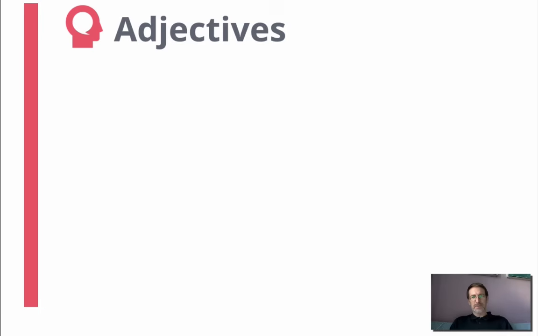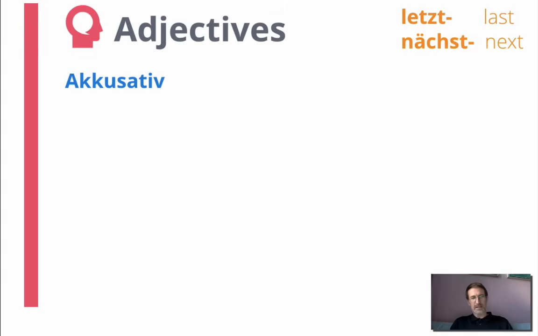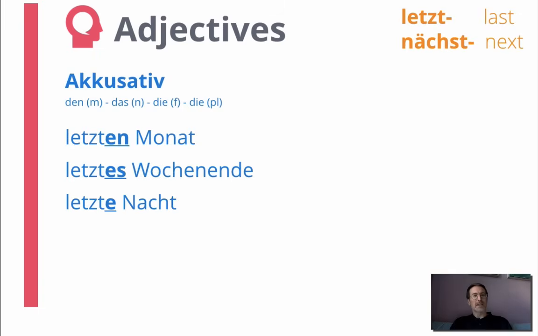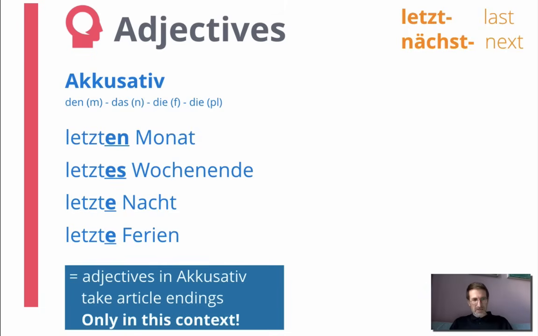Then there's adjectives. The two most important ones are letzt and nächst, last and next. And let's take a look at an example in accusative. Letzten Monat, last month. Letztes Wochenende, last weekend. Letzte Nacht, last night. Letzte Ferien, last school holidays. So you see that the adjectives in accusative take the article endings, but only in the context of talking about time. And you see this here one more time to make this clear.